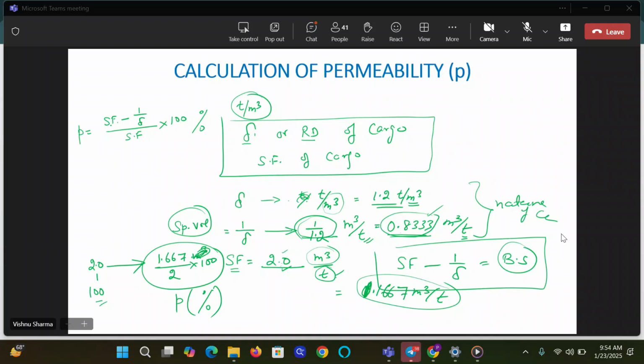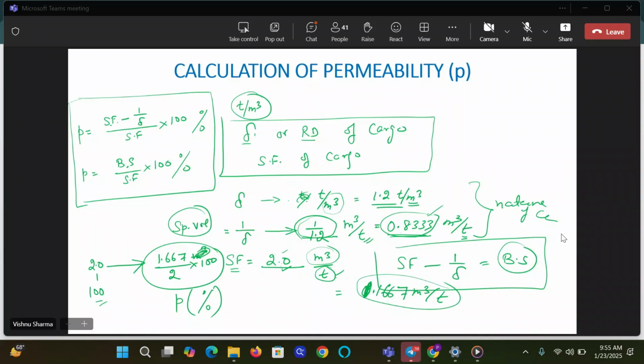Now, sometimes they may give you broken stowage and stowage factor if they do not give you density. So what does permeability become? It becomes broken stowage by stowage factor. So don't get confused by these small variations if somebody brings them, right, guys? Correct, beta? So you will be able to calculate permeability, and once you calculate it, you can put it to use for further questions. You know how to use the permeability once you know it.